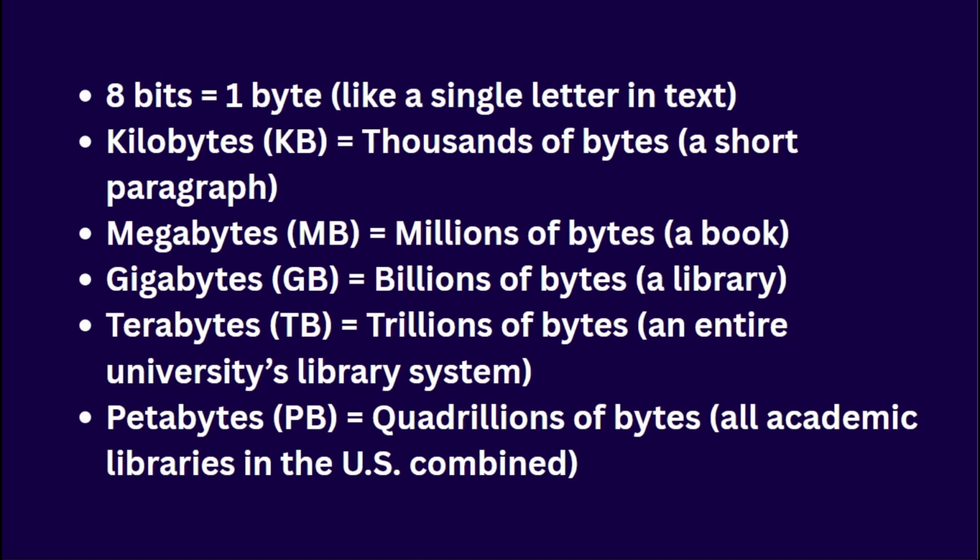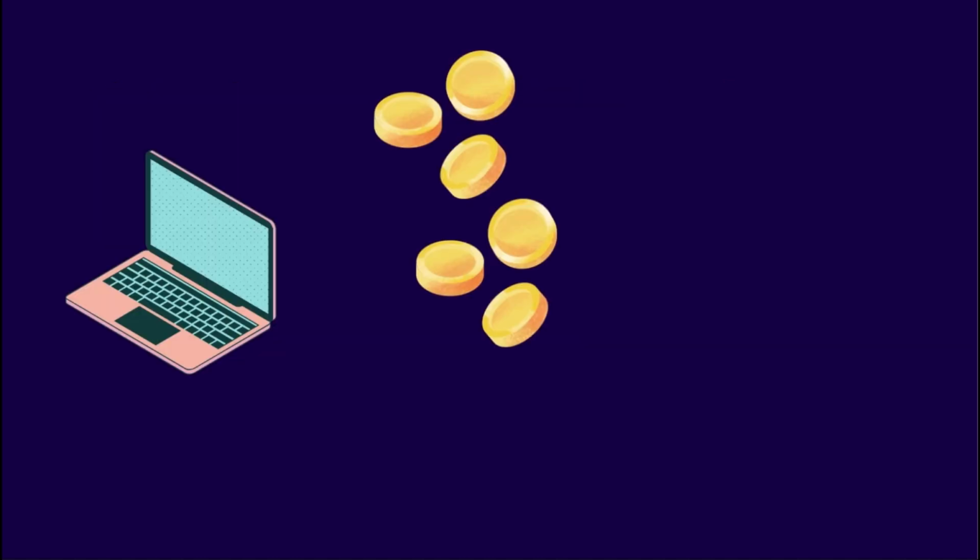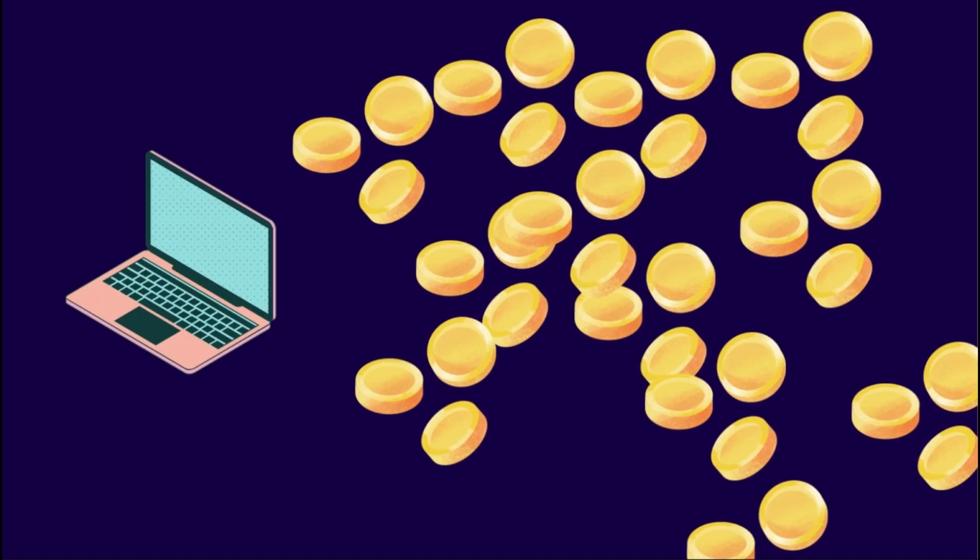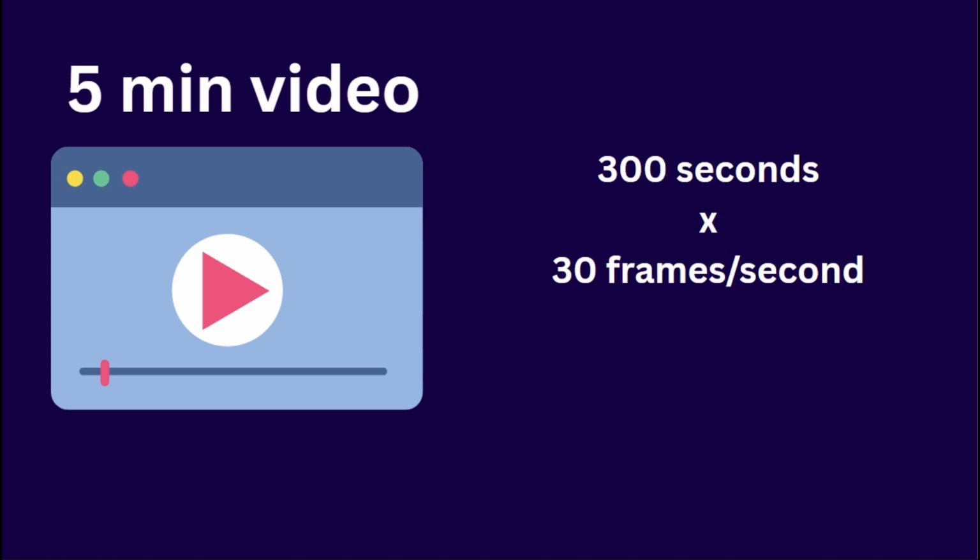Now imagine a computer made up of billions of tiny coin flips happening every second. That's how your laptop or phone processes information, one step at a time, flipping digital coins like crazy. Let's use a video as an example of how many coin flips take place. A typical video runs at 30 frames per second. A 5-minute video is 300 seconds. With 30 frames per second, it's 9,000 frames.